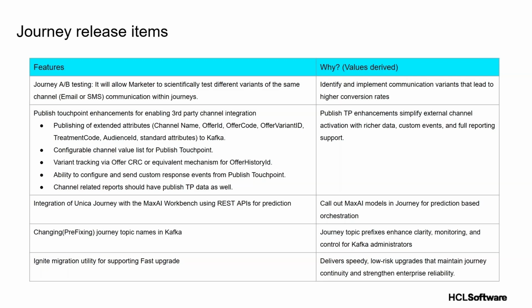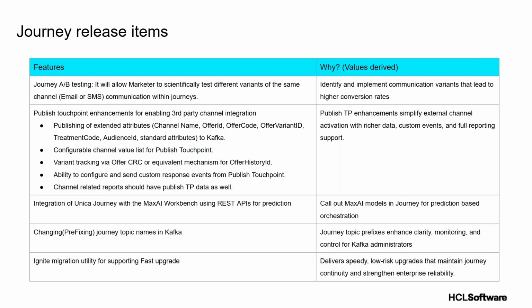So you have the extended list of attributes which you can push via Kafka to these third-party channels, and you can use these attributes there. And you will have the configurable channel value list available from the publish touchpoint also. Variant tracking is also available.